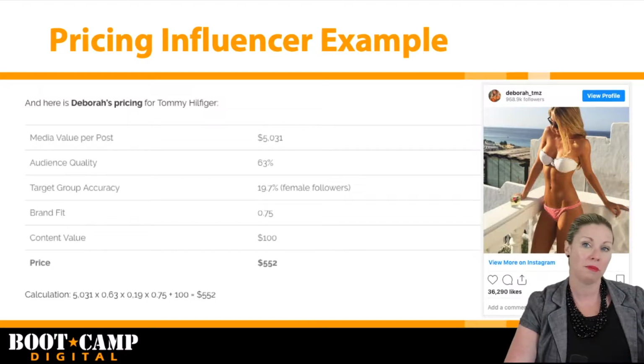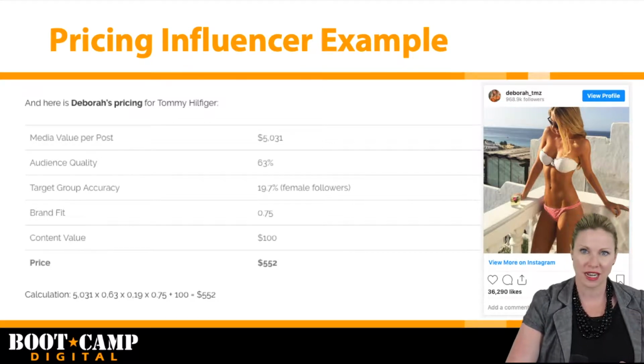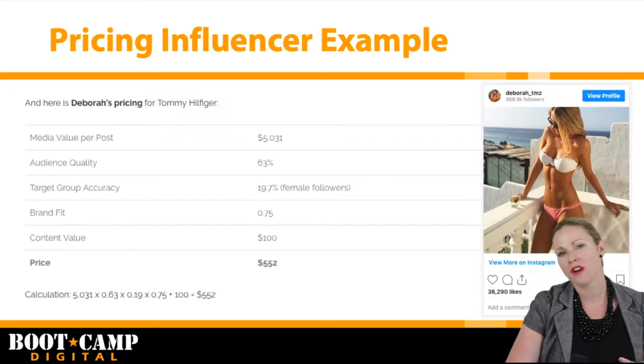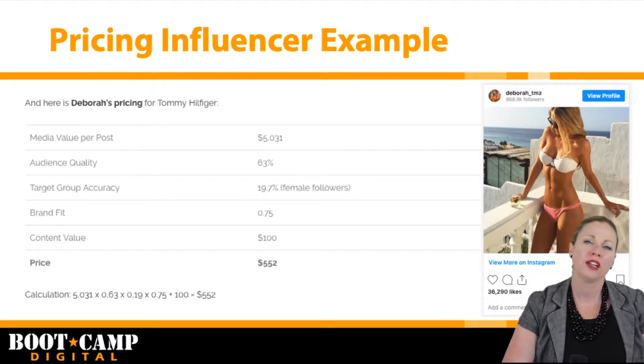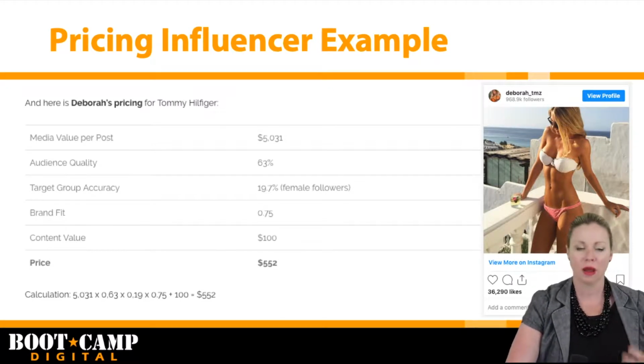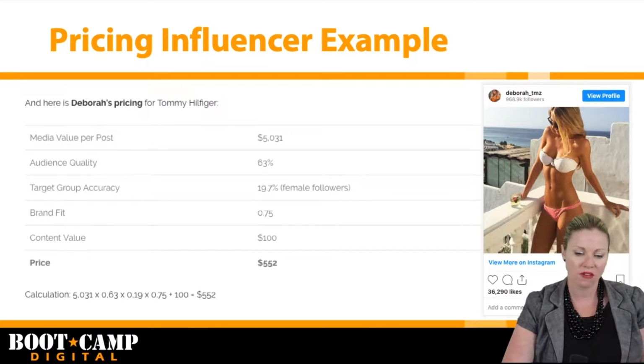So even though she has a big following, a lot of the followers are men. So that makes her a little less appealing to me. From a brand fit standpoint, I'm going to give her a 0.75, so below average in terms of brand fit, because a lot of her photos are not really fully aligned with our brand, and she tends to be a little more racy than the way we typically would represent our brand. So for this influencer, her final value is going to be $552.